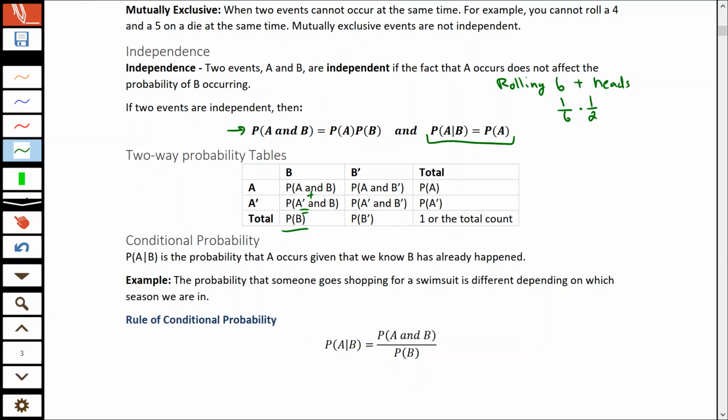Now, in a two-way probability table, oftentimes they're going to only give us partial information. We're going to have to fill in the rest. It's nice because we know the whole thing is going to add up to 1. And we're going to see this in action in a second, so don't be too worried right now.